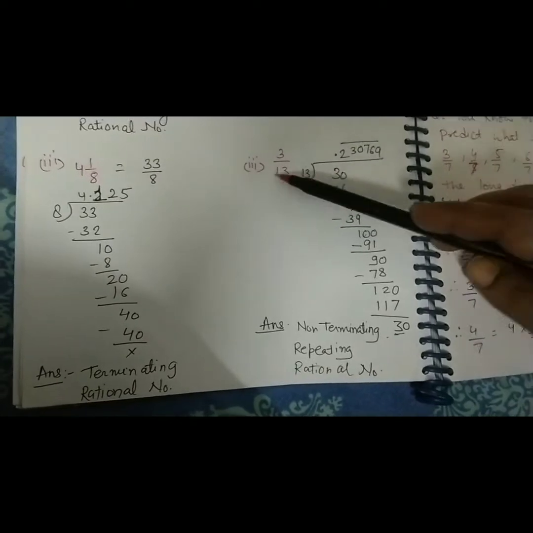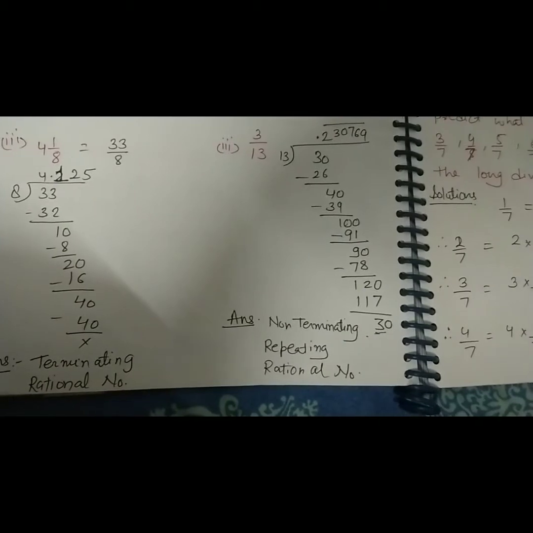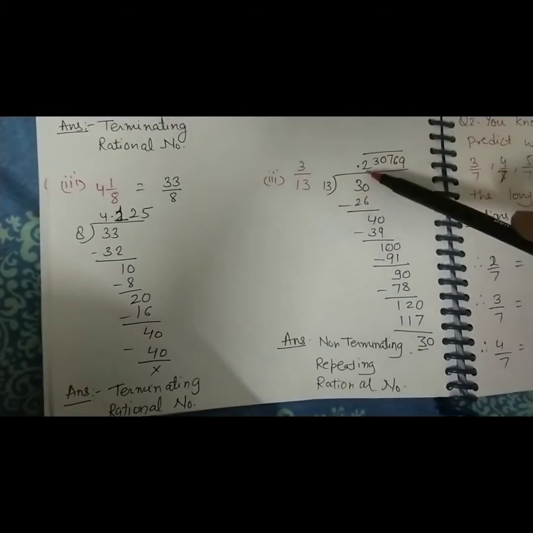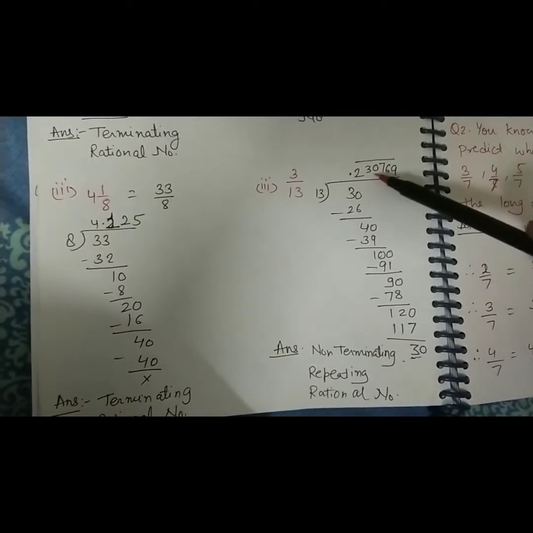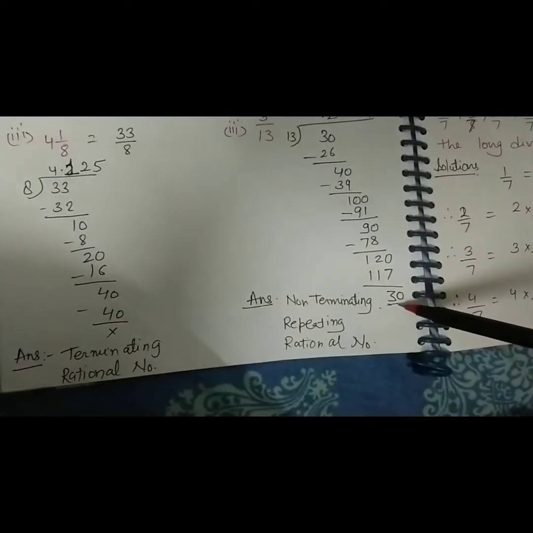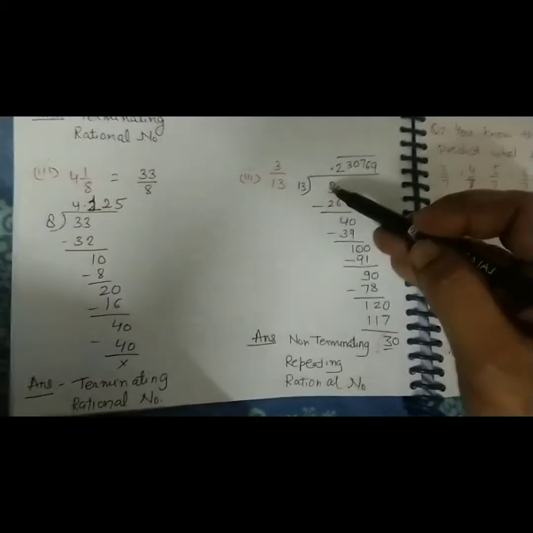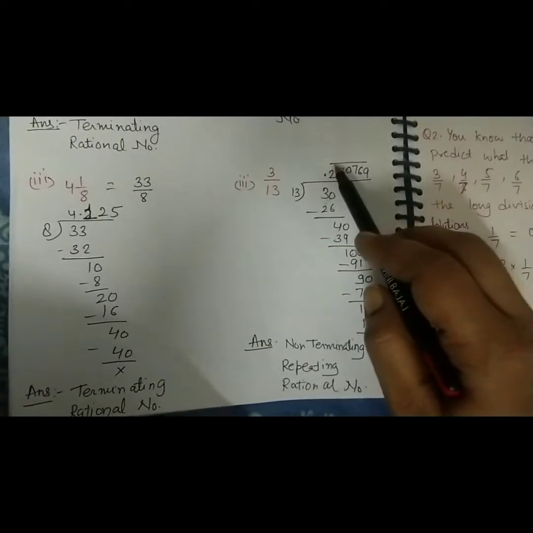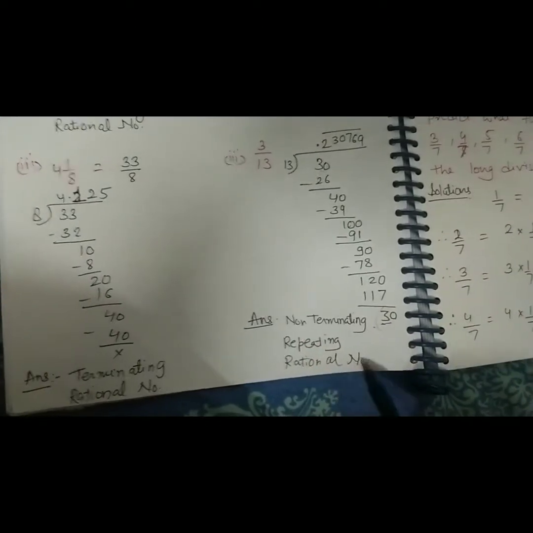3 divided by 13. I will take a little faster. So when we divide 3 by 13, we will get this as a quotient: 230769. After the 9, again you will see that 3 came out. So again the same string will follow. So that's why I have put a bar over it. And this is a non-terminating repeating rational number.